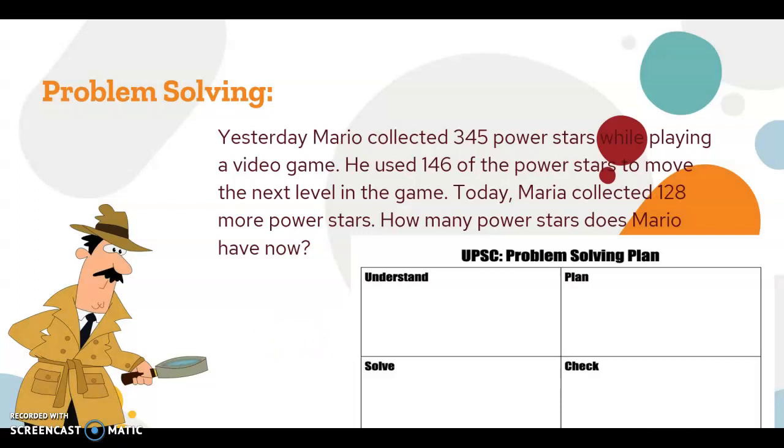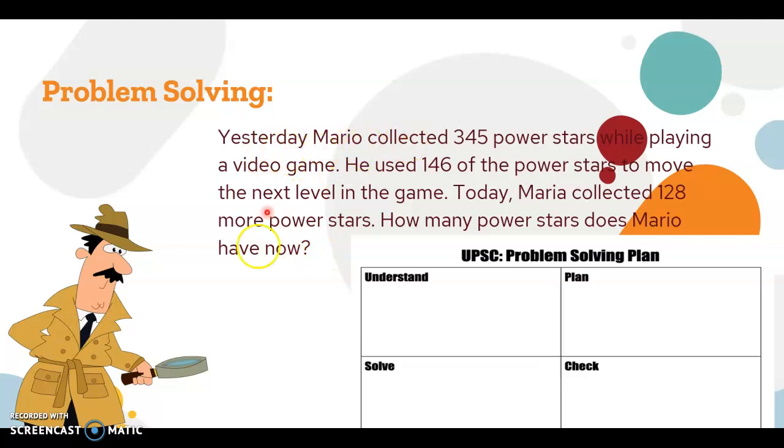Okay, we're going to complete another problem together. And it says that yesterday Mario collected 345 power stars while playing a video game. He used 146 of the power stars to move to the next level in the game. Today, Mario collected 128 more power stars. How many power stars does Mario have now?